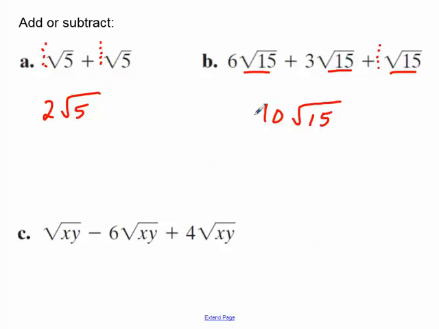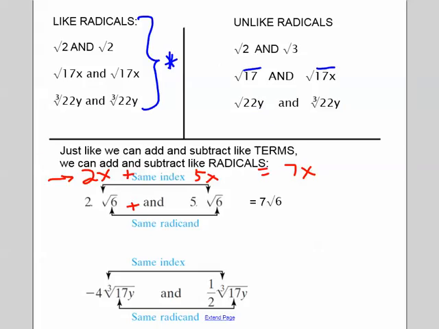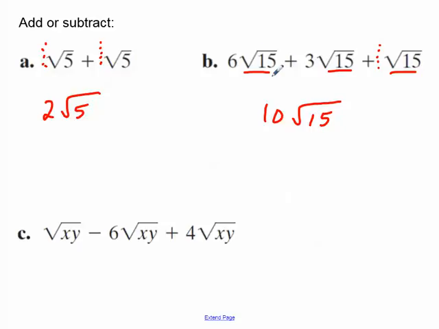Notice that just like when we're adding up the x's, x doesn't change. I got 2 x's and I got 5 x's. I add them up, I got 7x. The x doesn't change to x squared, doesn't change to 2x. The x stays the same. Square root of 6 stays as square root of 6. When we add up like radicals, how many? I got 6 square root of 15, 3 square root of 15, 1 square root of 15. Add them all up. 6 plus 3 plus 1 is 10 square root of 15.